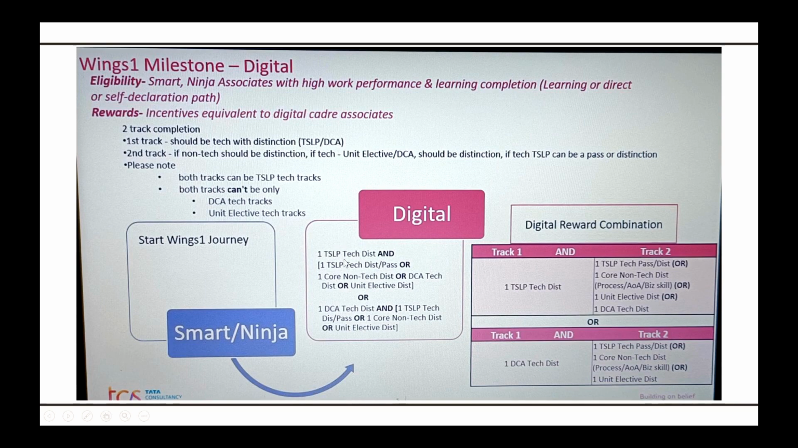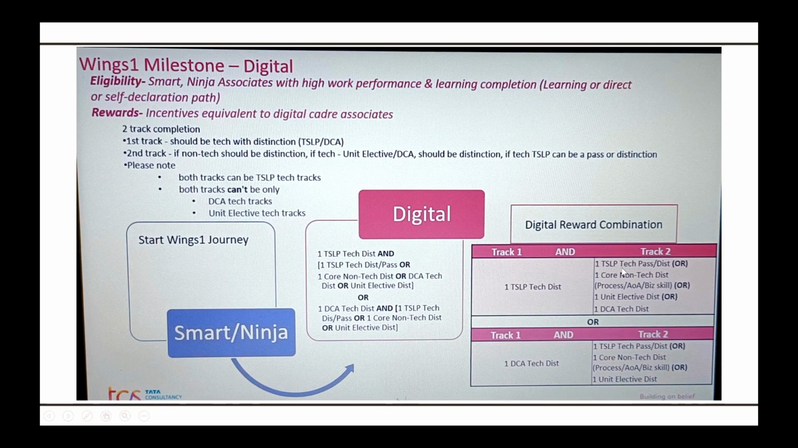The same thing is written here as well. And this is another representation of the same combinations represented above. You can go through all of these. I'll quickly walk through this. First is TSLP. The first combination is when you have cleared the TSLP tech track with distinction. Then in the second track, you can choose any of these four.